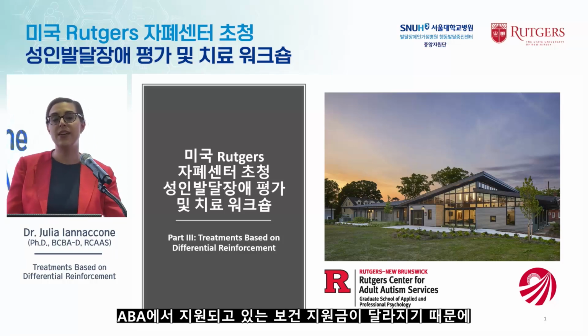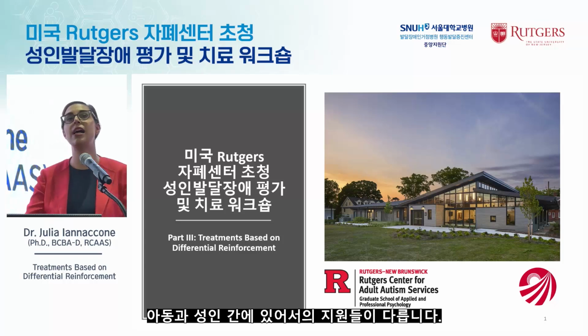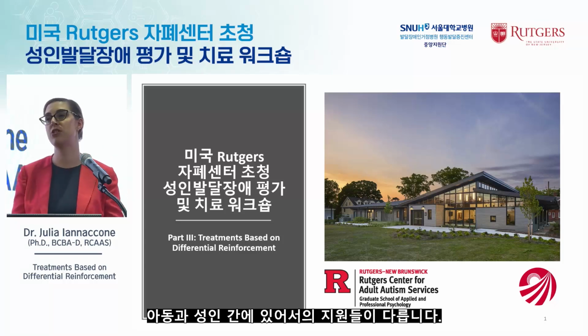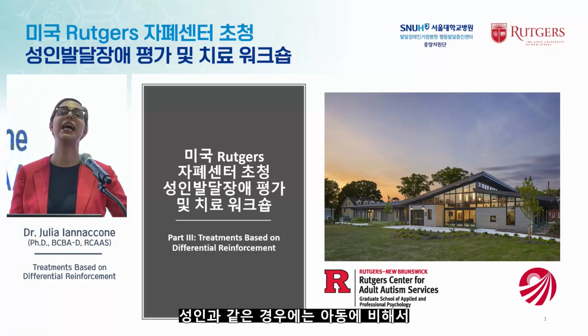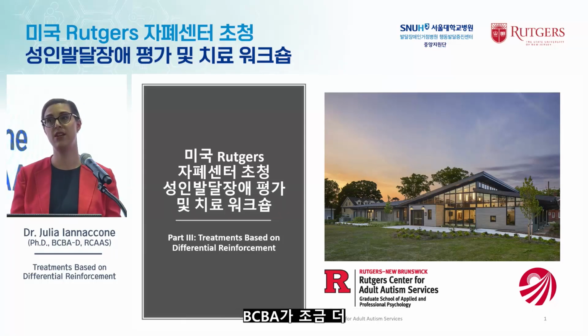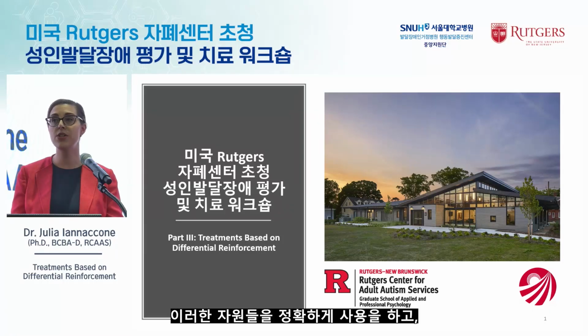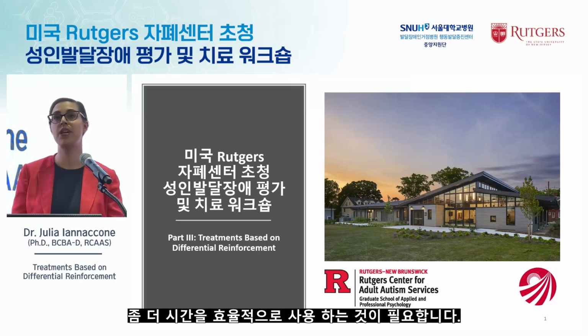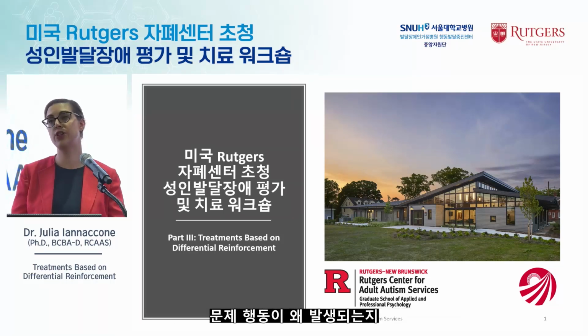So all that being said, there's less money for adults, and so as BCBAs, we have to be as time efficient as possible. But we cannot compromise the effectiveness of what we're doing. So doing a functional analysis and finding out why the problem behavior is happening is a crucial first step.